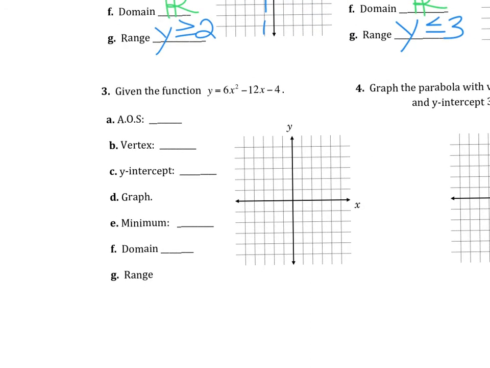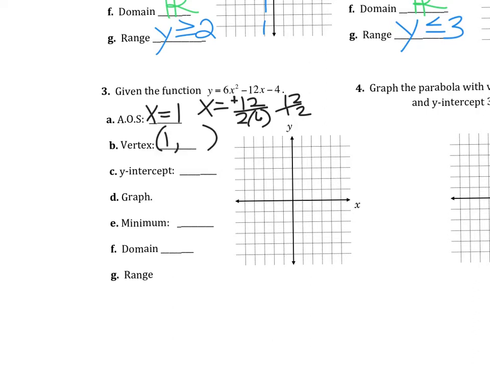Let's find out. Axis of symmetry, you did x equals -b, so that's a positive 12, negative b, over 2 times a. So I get 12 over 12, which is x equals 1. See, I did it again. I didn't mean to, but I did. All right, the vertex is then going to be to plug 1 in.